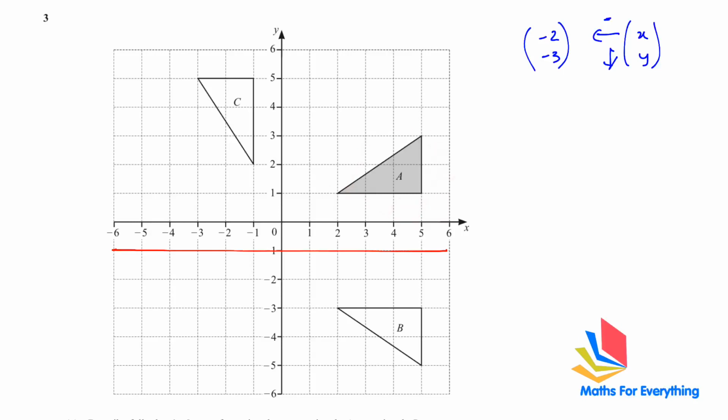Choose any one point of triangle A. So I'm choosing this vertex here. Move it 2 places to the left and 3 places down. 1, 2, and 3. After this, you just count the number of squares. There are 3 squares, so it's going to be 3 here, 2 up, and we are done with the transformation. So this is our question C.